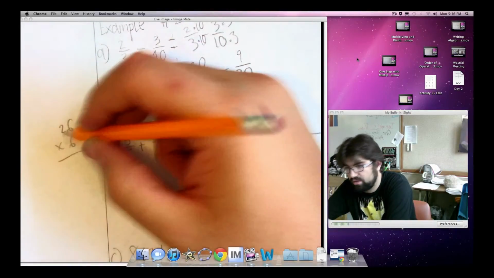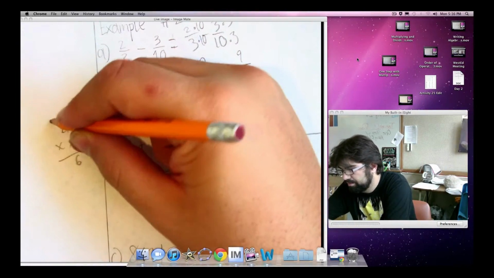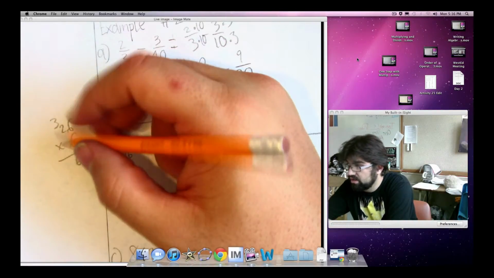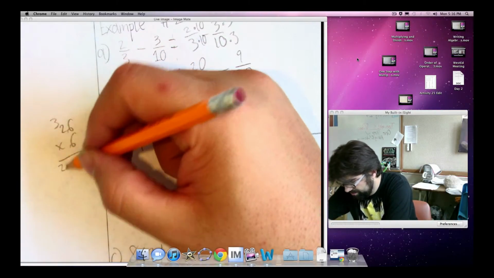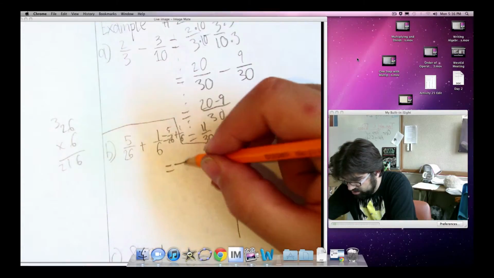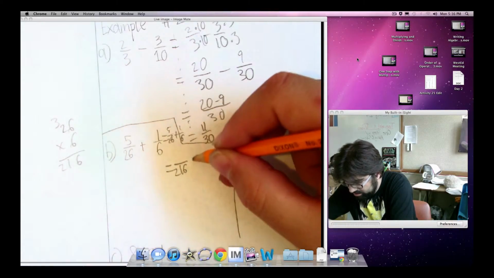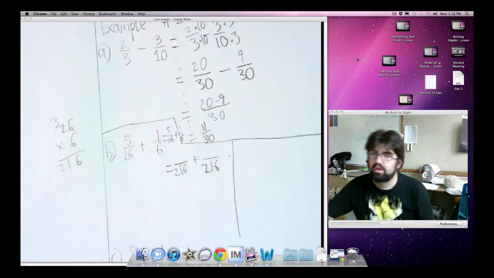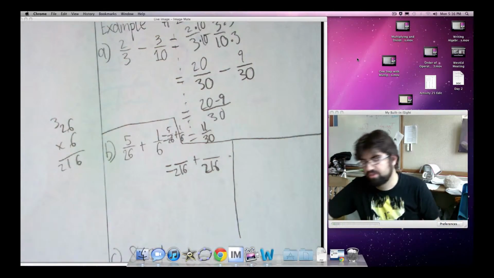6 times 6 is 36. 6 times 2 is 12, plus 3 is 15. So I have 156. Massive denominators. What the heck?